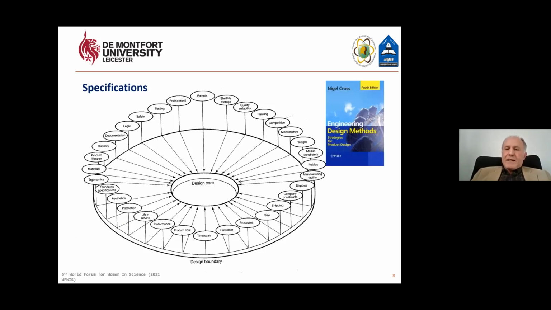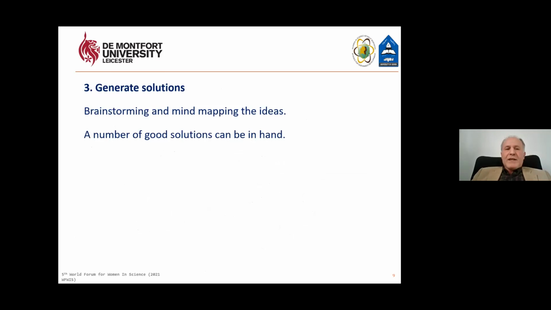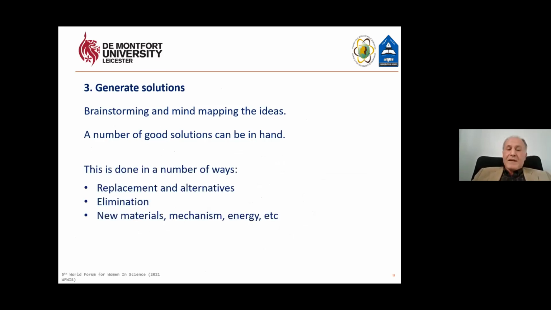So that's one of the books that I follow. It shows how the engineering design methods can follow step-by-step methods. Generate solutions, so brainstorming and mind mapping for creating ideas. A number of good solutions can then be in hand. That can be done through replacement, so you replace one part of the existing product. Elimination: you think the existing product does not need all these parts, so you can remove one, and that will be a new product.